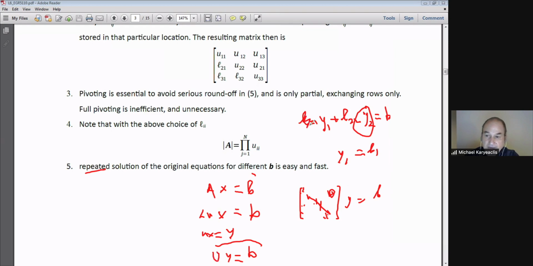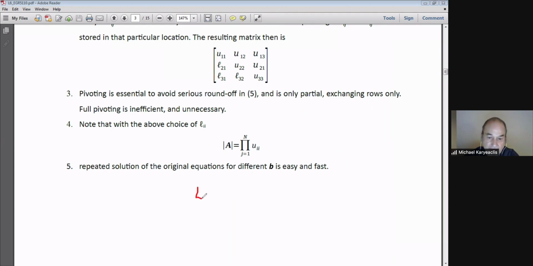So all this stuff here involves only U's. But what I said is still true. We have UX is equal to Y. I'm sorry, this was fine. Let me erase this.